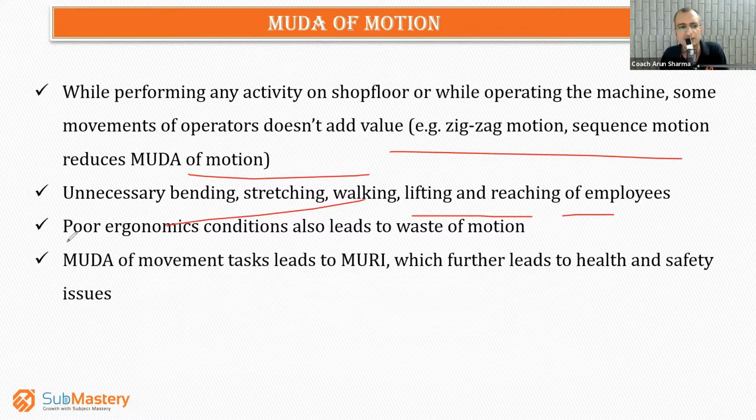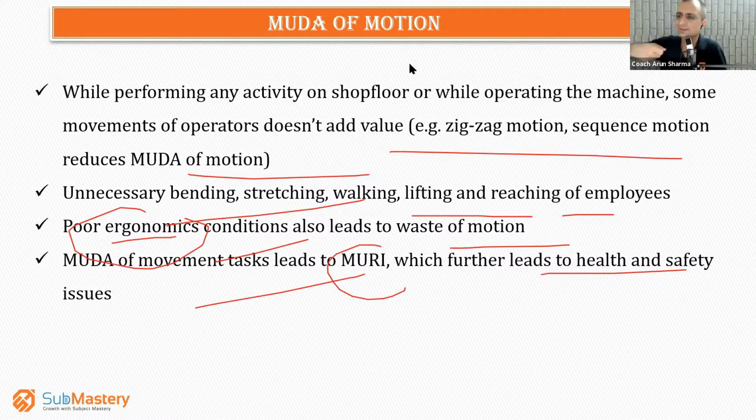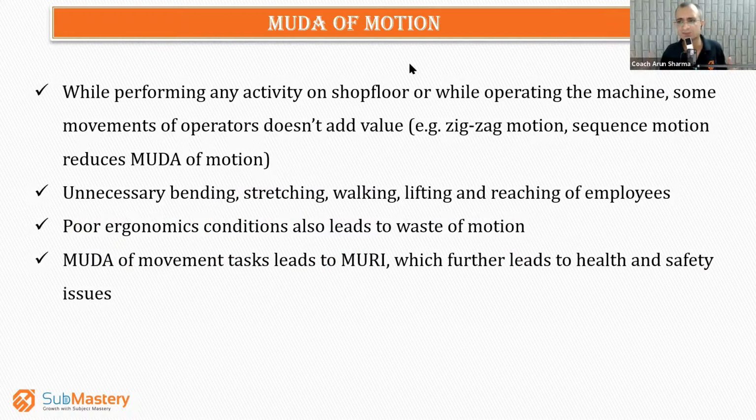Poor ergonomics condition. Ergonomics is a science of knowing the relationship between human and machine, how you can make that compatibility so that human and machine work together happily. That's the purpose of ergonomics. Poor ergonomics will lead to strain, will lead to disease, will lead to issues, right? And also leads to waste of motion. MUDA movement of work tasks could lead to MURI as well, strain as well, which will further lead to health and safety issues. As I told you, I gave you the example of rotating your hand. The handle was made like this, so there is no stress on the wrist. That's one example, right?